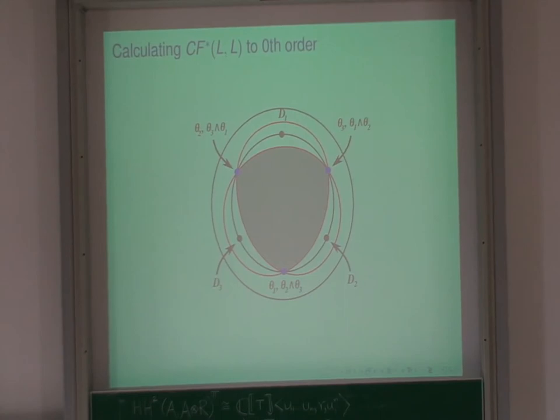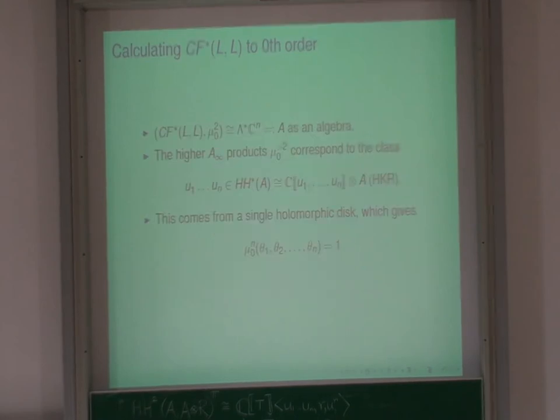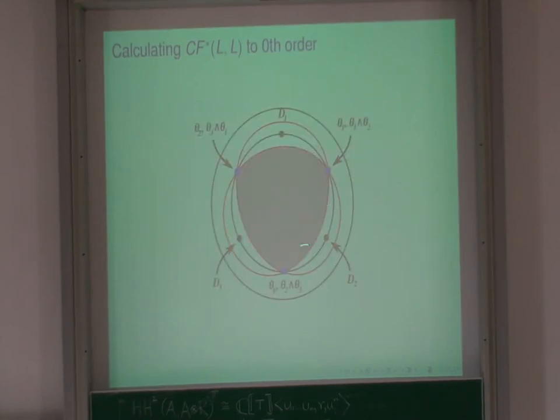Then I told you about this one higher product that we get. In this one-dimensional case, that corresponds to actually the same gray triangle, but now regarded as a degenerate polygon. It takes as input theta1, theta2, theta3, and outputs a degenerate corner here, which corresponds to the identity in our exterior algebra.